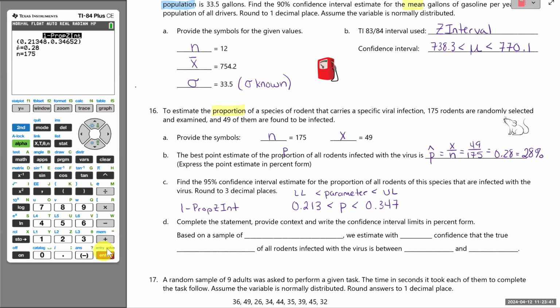And then we will write a sentence here and express those as percents. So based on a sample of 175 rodents, we estimate with 95% confidence that the proportion of all rodents infected with the virus is between, as a percent, 21.3% and upper limit 34.7%.